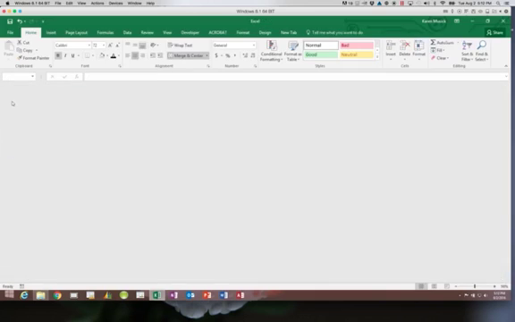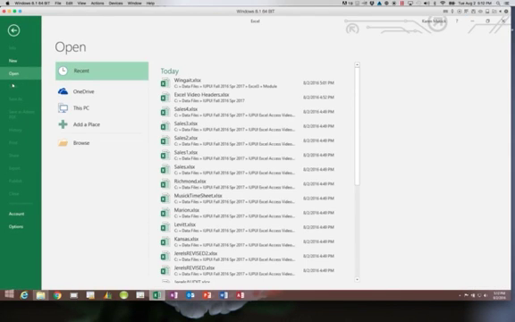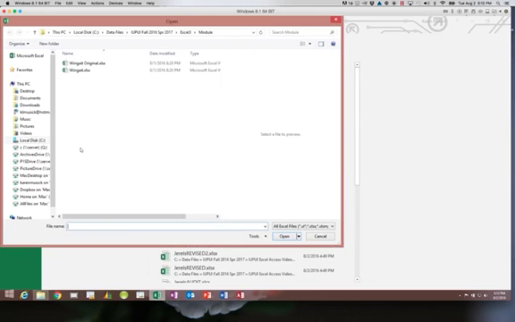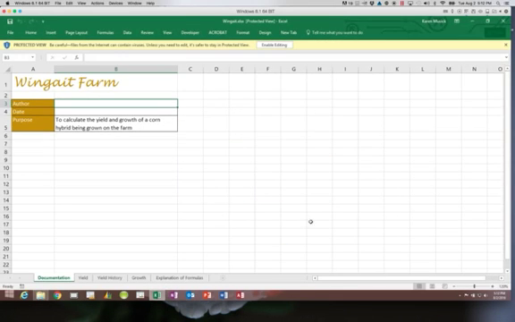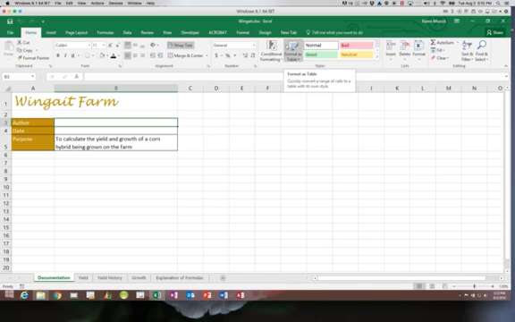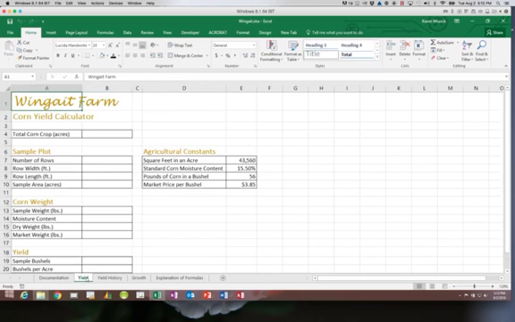We are going to be working with a file that is downloaded from your Q drive, and it is called Wingate. So it is in the Excel 3 module folder, and I need to enable editing again because this is a security feature when you download something from the internet. All right, we're going to start out on our yield worksheet. So you want to go to the yield worksheet.